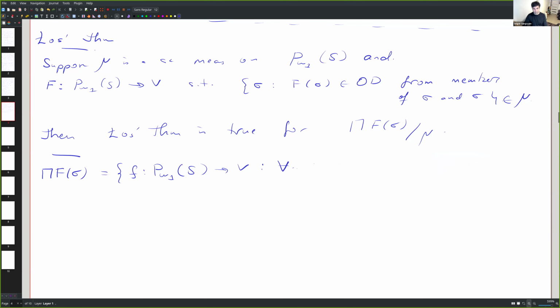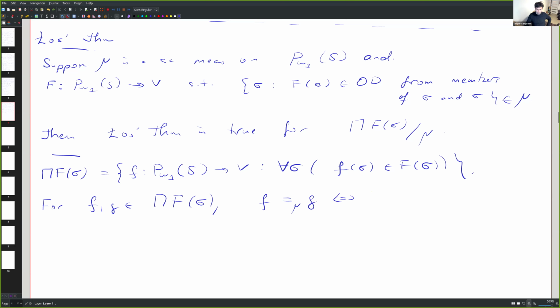You can say for every sigma, f of sigma belongs to that. Okay. And so for f in the product, you say f is equal to g if the set of sigma such that f sigma equals g sigma has measure 1. And okay, so we can interpret other logical symbols this way, right?